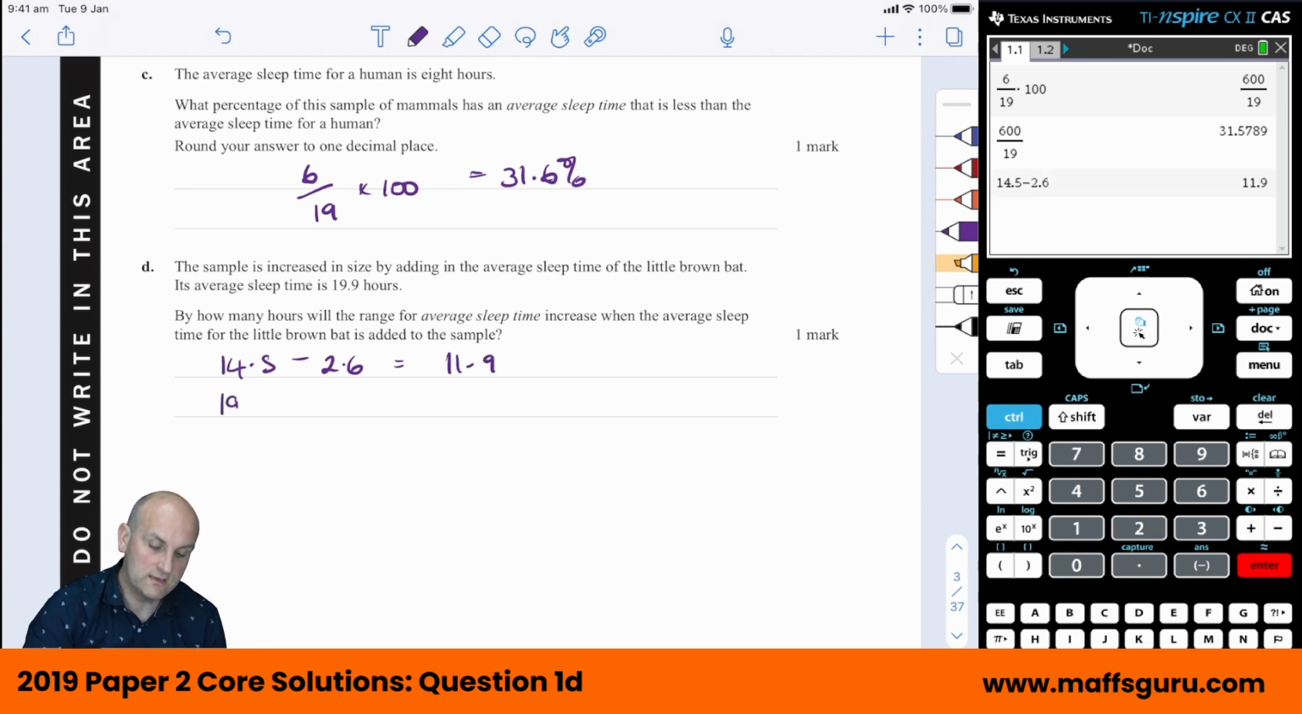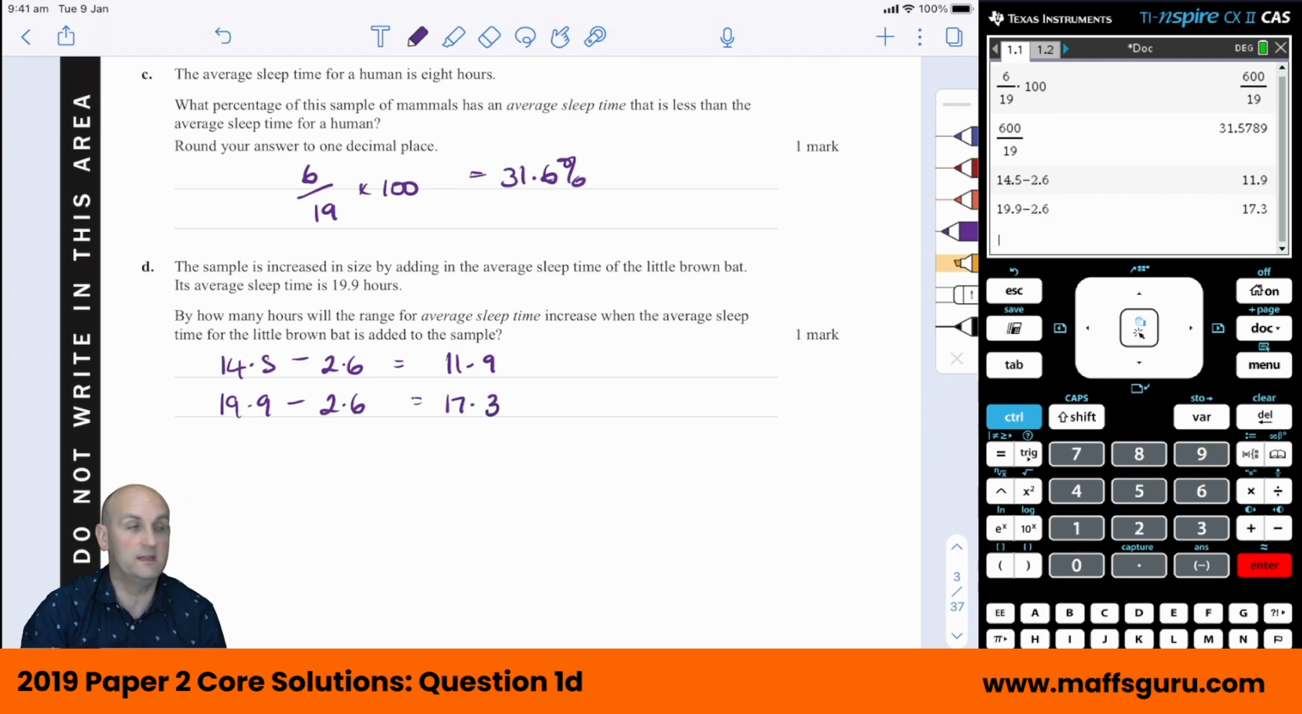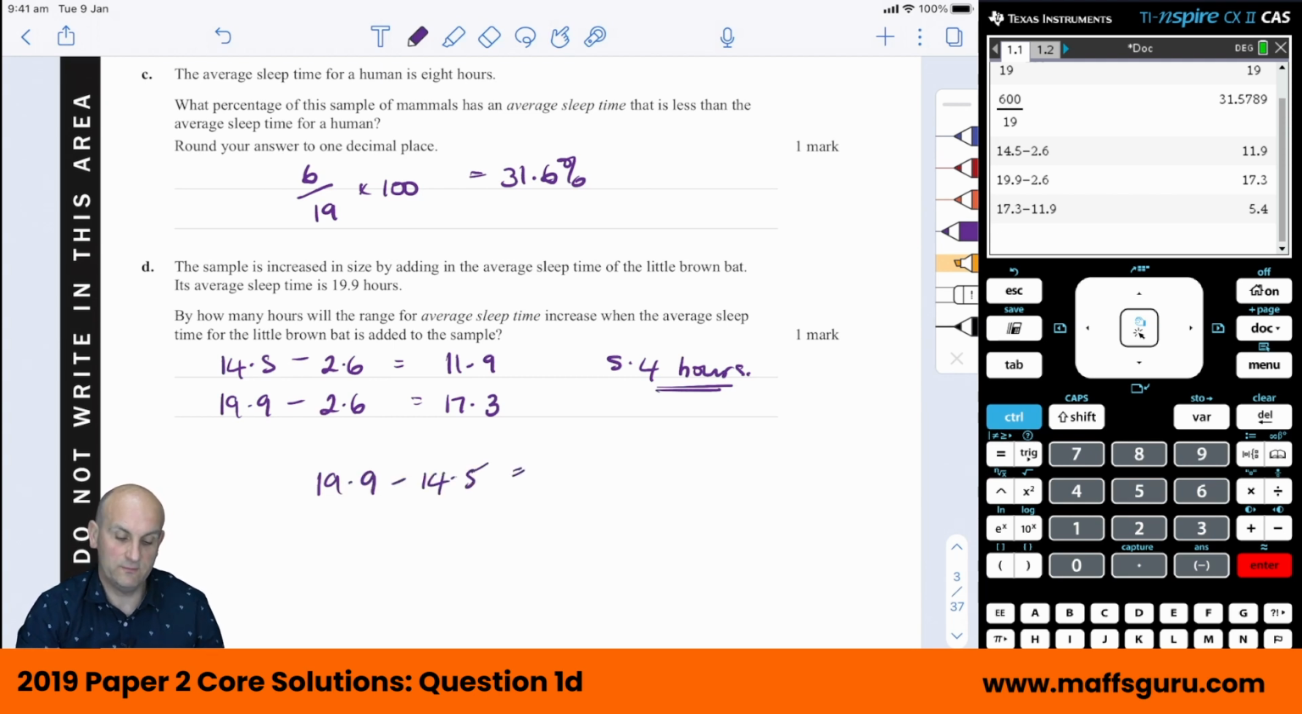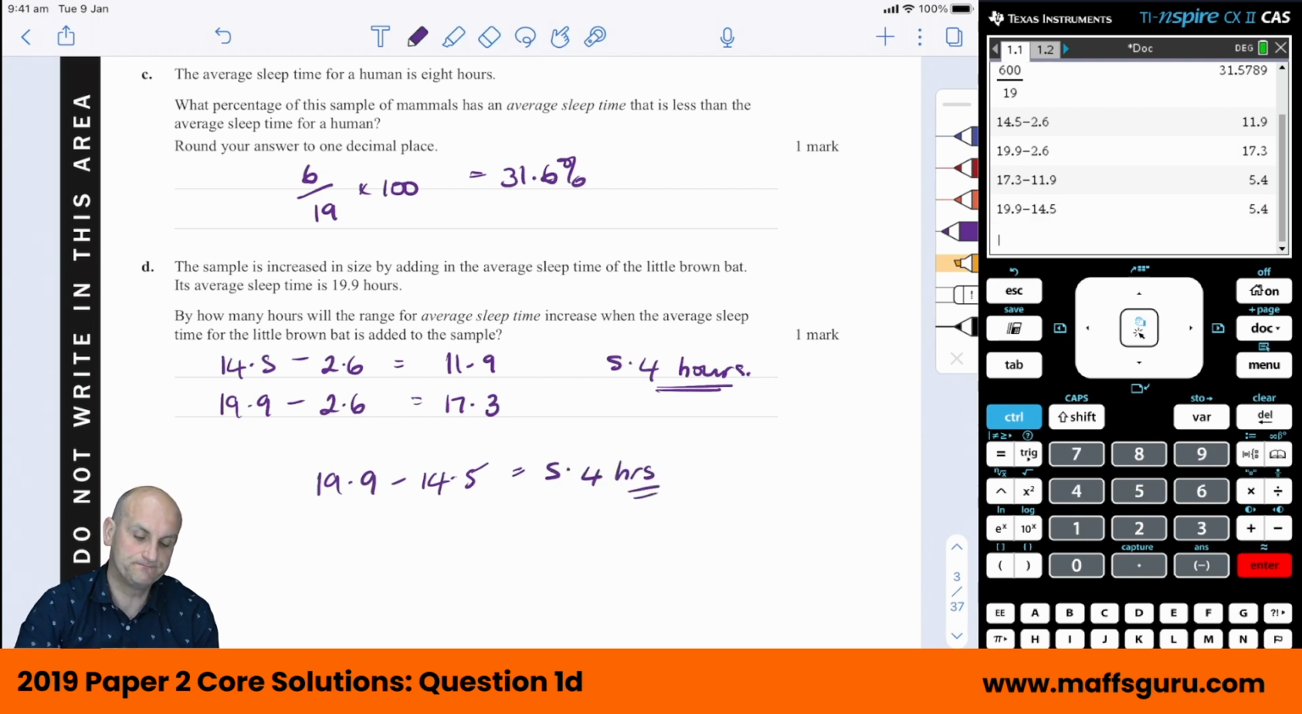Now I'm going to have my new range, which is 19.9 minus 2.6. That value is not going to change. So 19.9 minus 2.6 gives me 17.3. There's probably another way of doing this. When I subtract 11.9 from 17.3, I'm going to get 5.4 hours. There we go, 5.4 hours. Thank you very much. Probably could have just taken the two values away. I imagine if I had done 19.9 minus 14.5, that would have given me 5.4 as well. Let's just check. 19.9 minus 14.5 gives me 5.4. Just goes to show there are other ways of doing the questions.